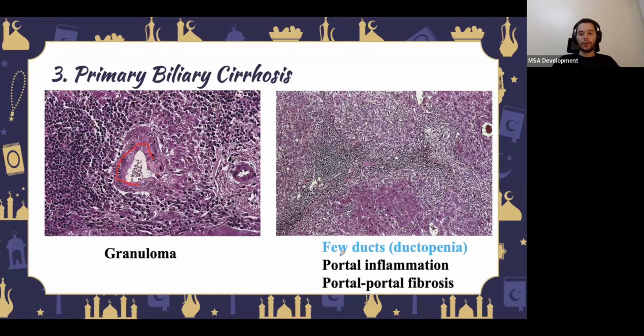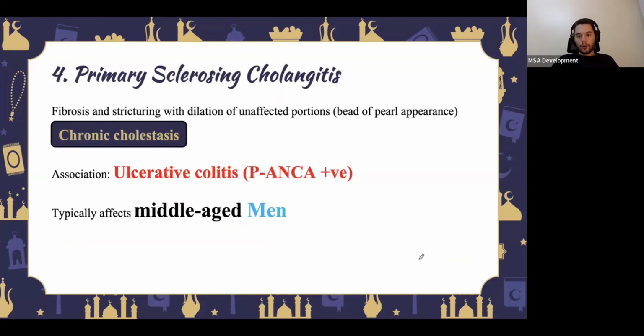Secondly, you could have few ducts or ductopenia because you have autoimmune destruction of those biliary tree structures. You have portal inflammation. Remember when we mentioned how around the portal triad there is portal inflammation. If it is more diffuse, this is interface hepatitis. Right? And then you have portal fibrosis. But if you can remember granuloma and few ducts or ductopenia, it would be enough for the microscopic features of primary biliary cirrhosis.